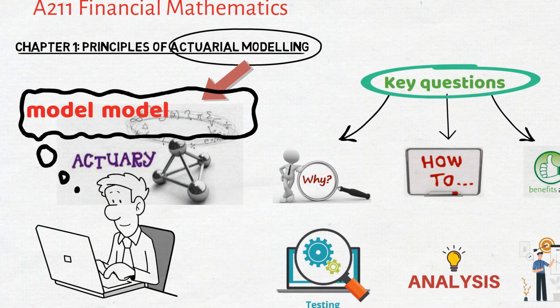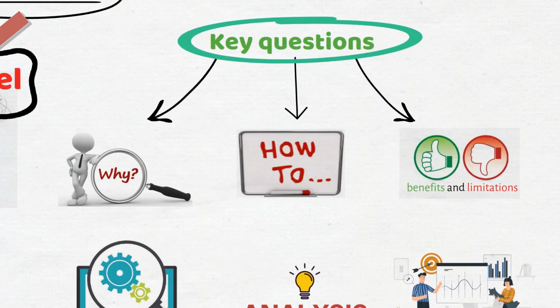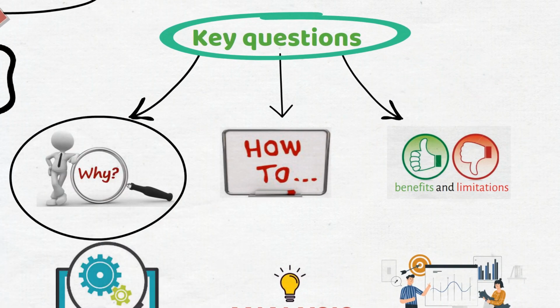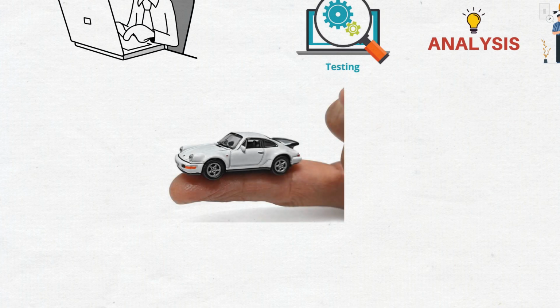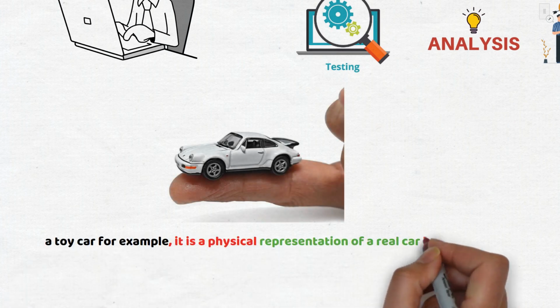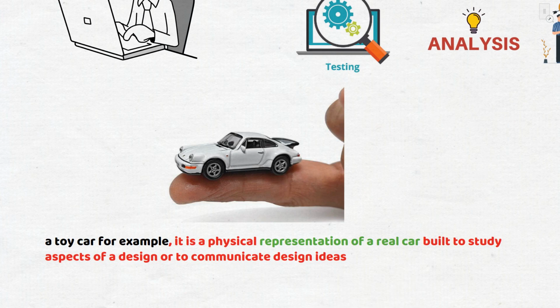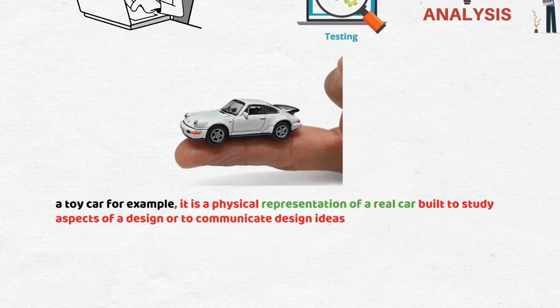So to start off, one fundamental question we must address is, why do we use models? Well, a model is an imitation of a real-world system or process. It allows us to understand and predict the consequences of changes without directly impacting the real world. Let's look at a few examples to illustrate these concepts.